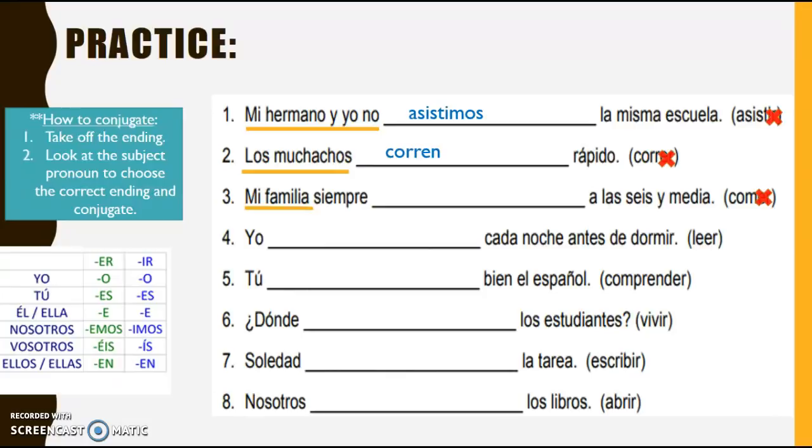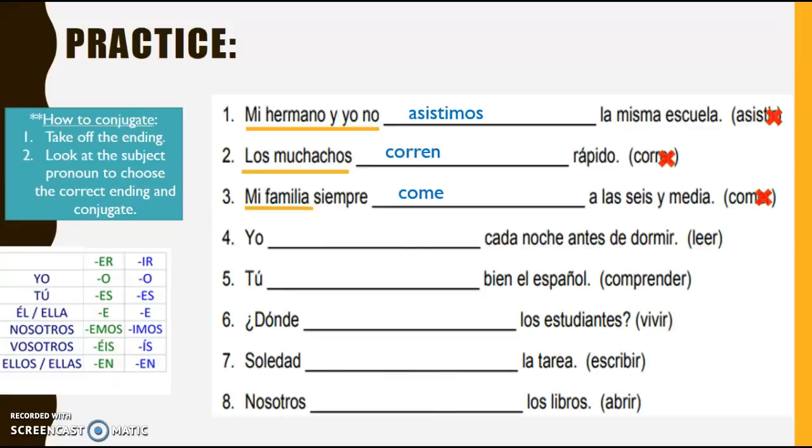So it doesn't matter if you have 800 people in your family. We are going to conjugate this for the singular form, which is the él form. So mi familia come would be the correct answer with the E on the end. So think about my family as one unit. That's why we're going to do it like the ella form.